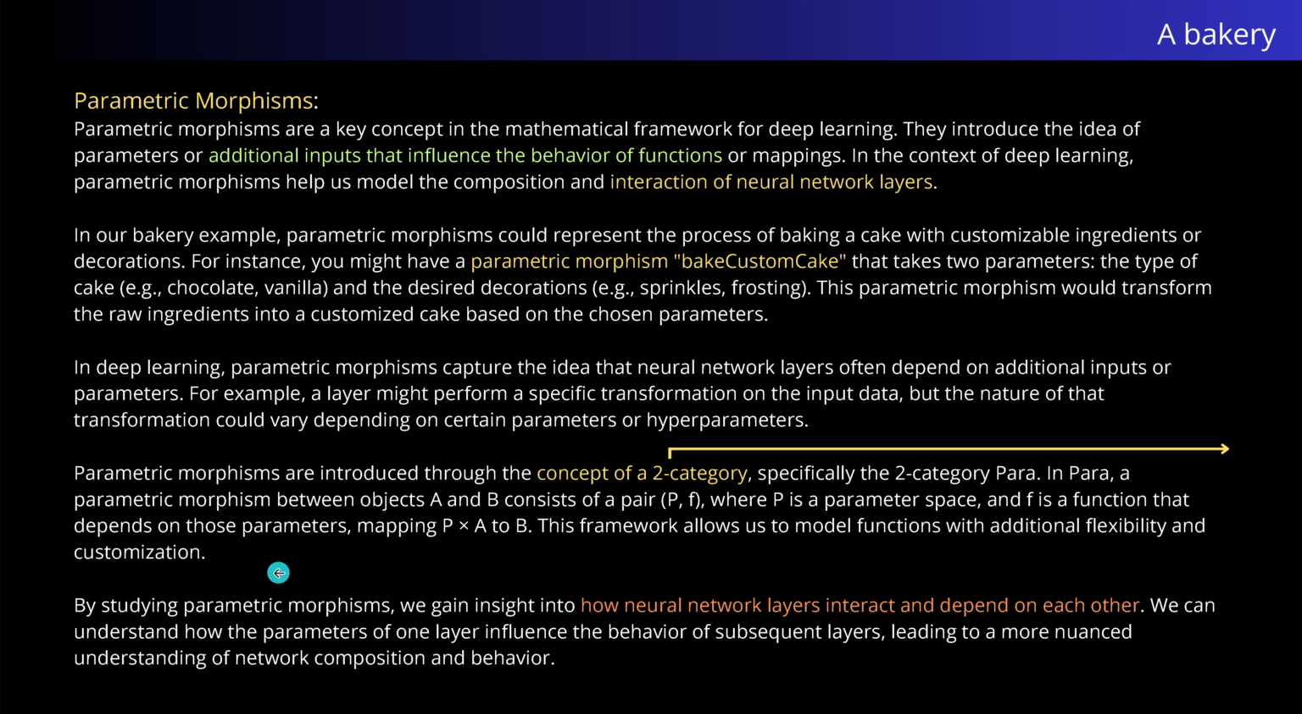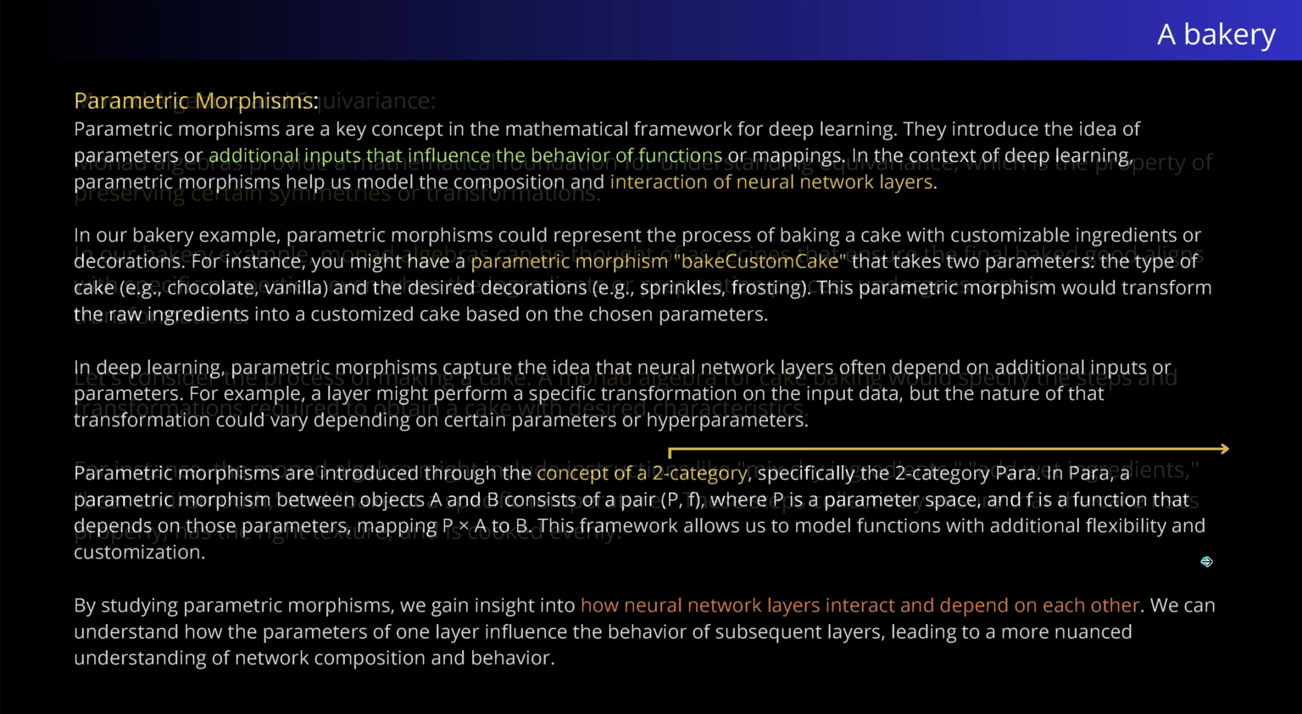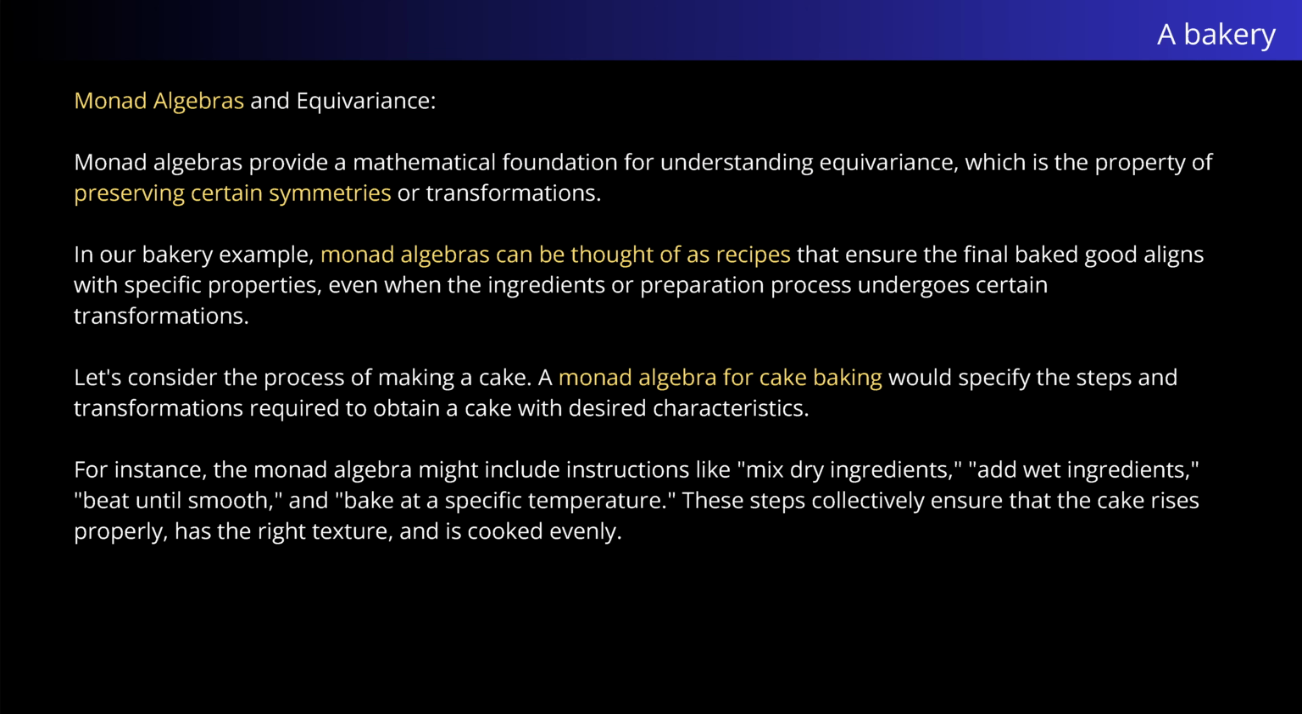By studying parametric morphisms, we now gain in our new mathematical language, if we apply this, insights into how neural network layers interact and depend on each other. But in a beautiful mathematical way, we can get more insights into how we can optimize the structure of our neural network. Great. And now, almost at the end, remember we had Monad algebras, given here symmetry preservation.